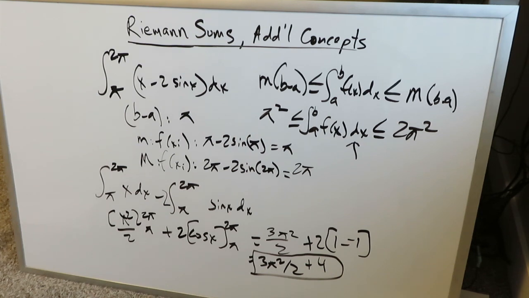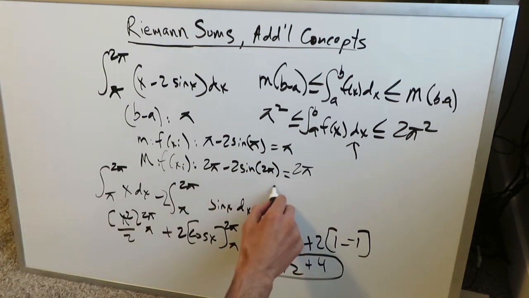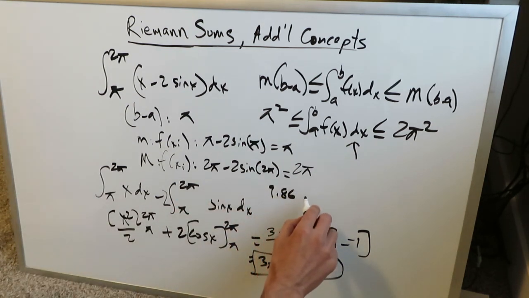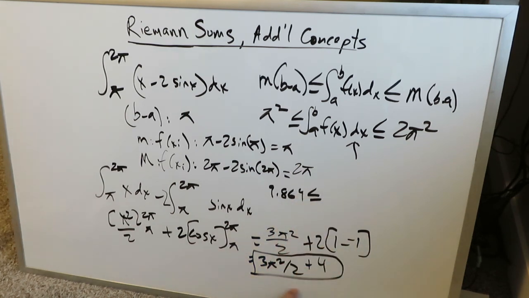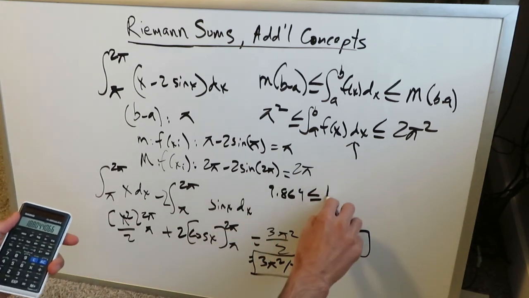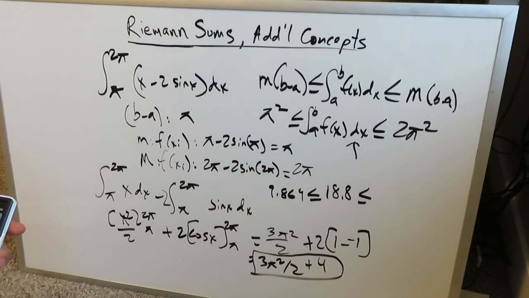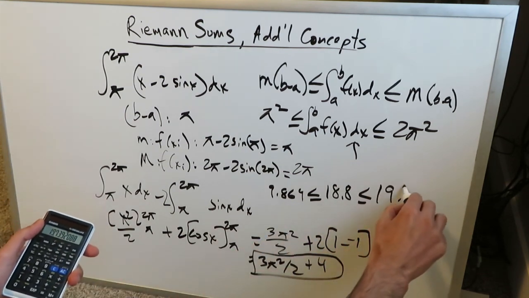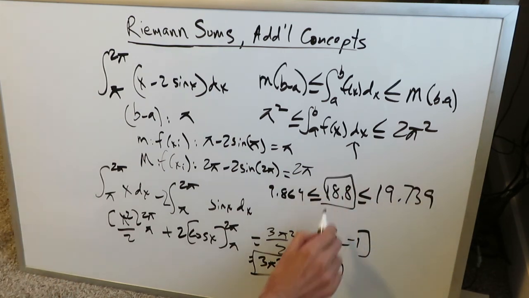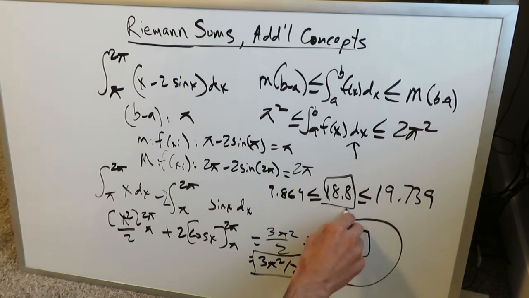But how do we actually convert this into numerical answers? Well, we know what the value of pi is, 3.141. Let's do that. Pi square over here is what? If you take pi and you square it, you get 9.869. This right here represents the middle value somewhere. Let's do this. 3 times pi squared divided by 2 plus 4, I'm getting an 18.8. Let's do 2 pi squared. Pi squared multiplied by 2, I'm getting a 19.739. So you can see over here, this is the calculated value for the true area.